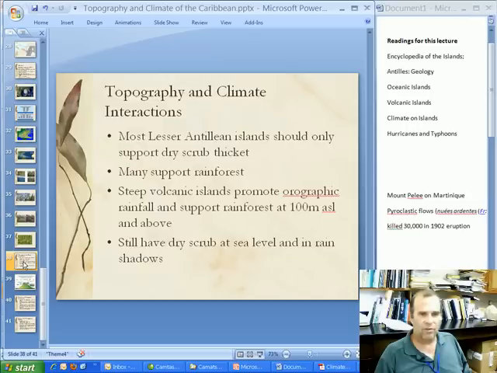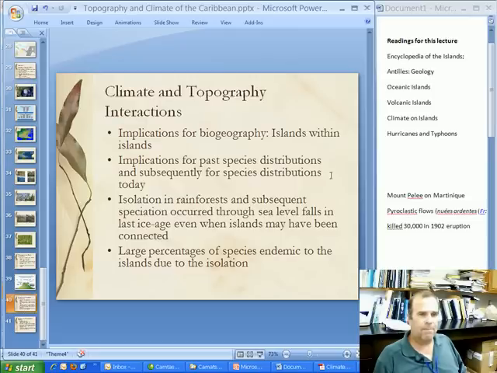So that's orographic rainfall, and that is the reason why we would tend to get rainforest on these Lesser Antillean Islands, particularly the volcanic Lesser Antillean Islands, which rise above 100 meters above sea level. You'll still have the dry scrub at sea level and also on the western and the southern sides of those islands. Okay. So what does this mean for biogeography, for ecology? It means that when we have these topographic effects, we will tend to have islands of rainforest within those islands.